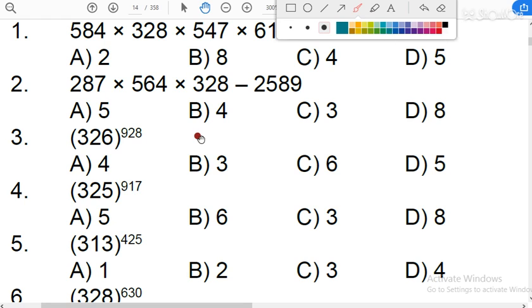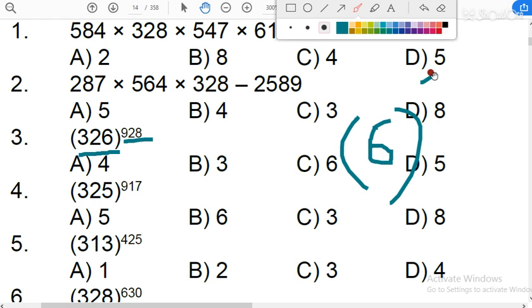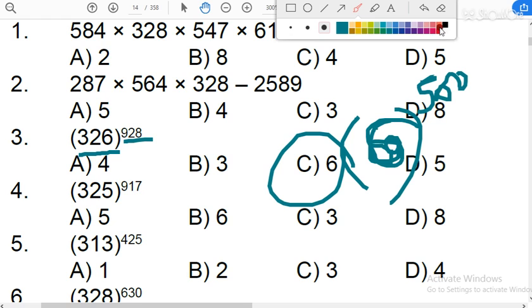So now moving to the next question. Next question is 326 raised to the power 928. Students, remember always, whenever there is 6 at the unit place and any power is given, like 5, 6, 100, 200, any power, then its unit place will always remain 6. Its unit place will not change. So 6 will be the answer for question number 3.